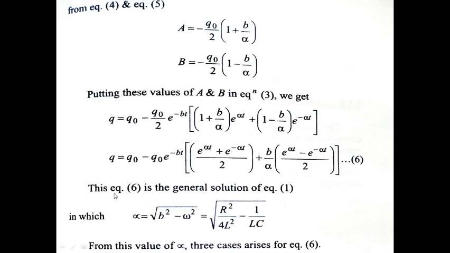And equation 6 is the general solution of the differential equation, in which alpha is used for under root b square minus omega square. If we use the value of b, b is r upon twice l. So b square is r square upon 4l square, and omega square is used for 1 by l into c. So from this value of alpha, there exist three cases.